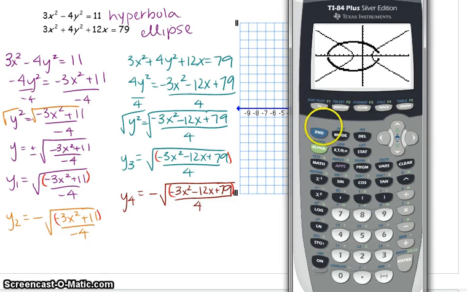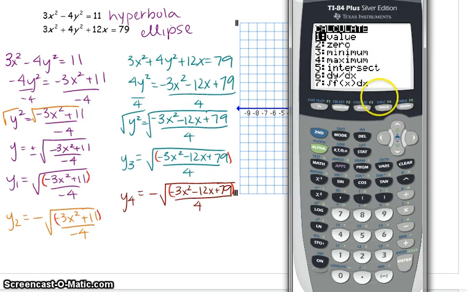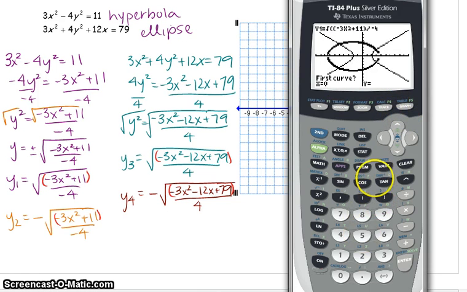So just like we did last time, we're going to go to second, trace, go to intersect, and let's make sure we're in y1. As a reminder, our y1 is our hyperbola graph. So let's just see where we're at on that graph. Just move a little bit to the right until we can see our cursor. There we are. So we're on our first graph here, so let's just look for this intersection point here. So we're on our first curve, our first graph.